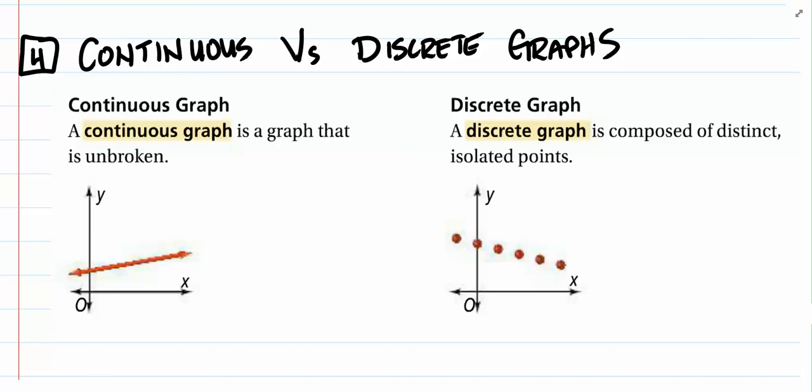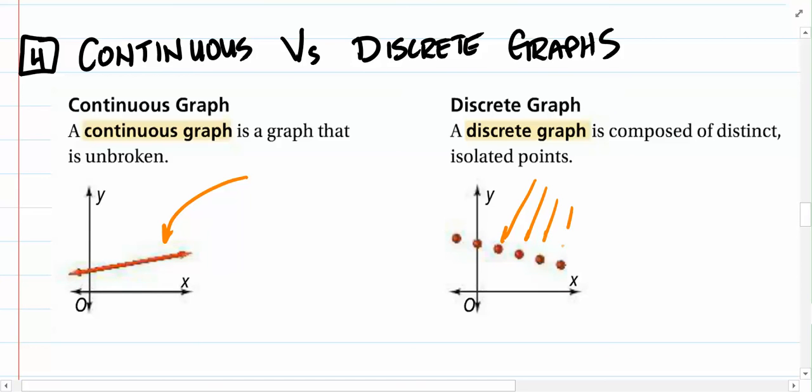So on the left, I have a continuous graph. A continuous graph is a graph that is unbroken. It's a line. It looks like this. It's what you would think exactly a line should look like. That would be continuous. Discrete is a graph that is composed of distinct isolated points. So I have these distinct isolated points along the way.